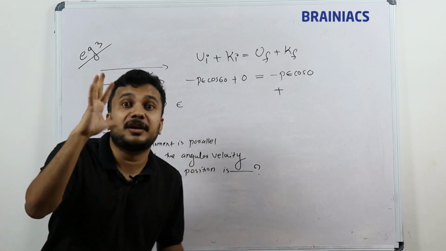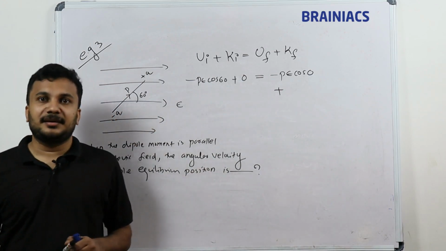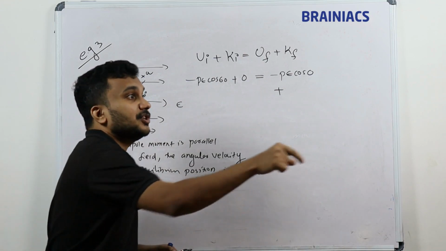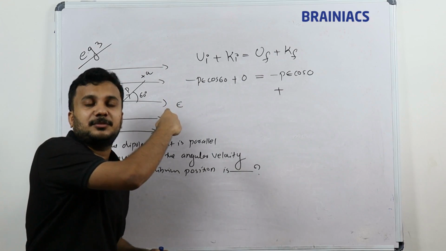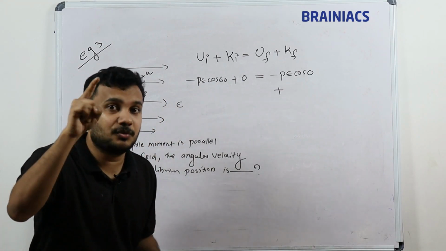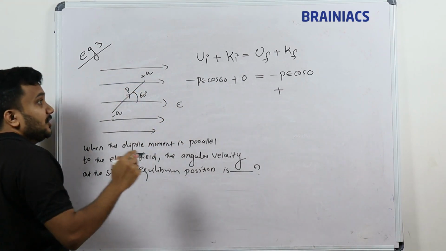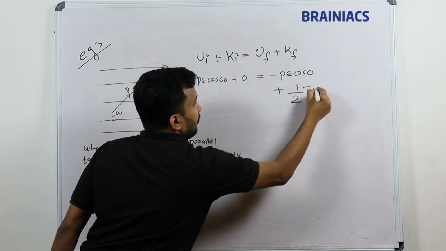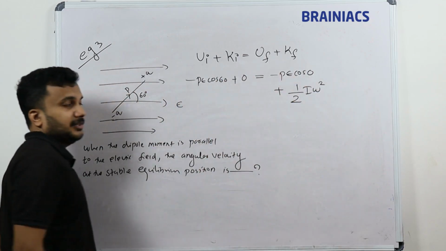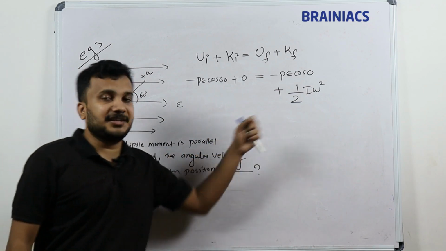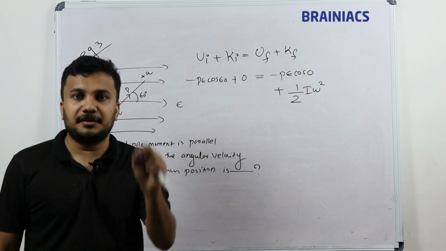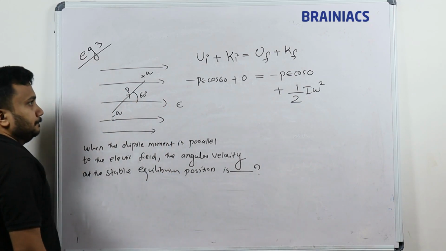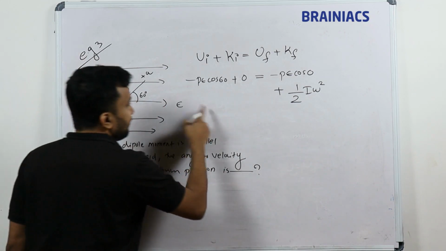Kinetic energy here is not half mv square. Half mv square is for linear motion, the velocity equation. This is rotational motion, so you want to know the rotational motion equation. The kinetic energy of rotational motion is half I omega square. If you don't know, write it on the right side of your notebook. Okay, so we'll simplify this.